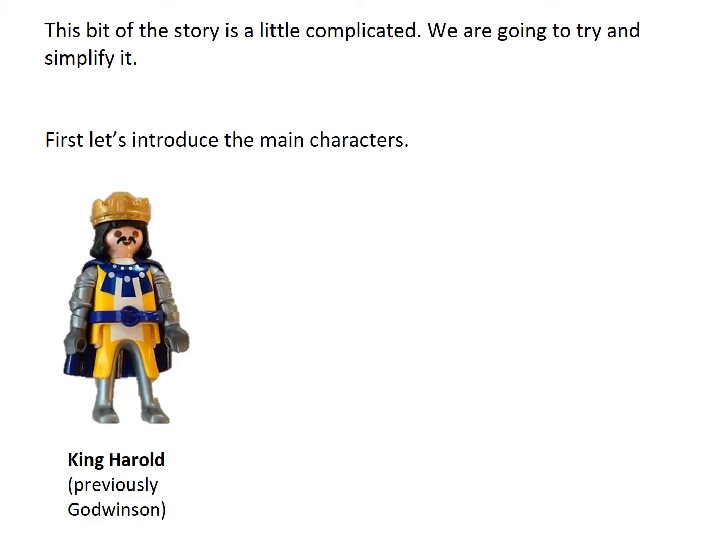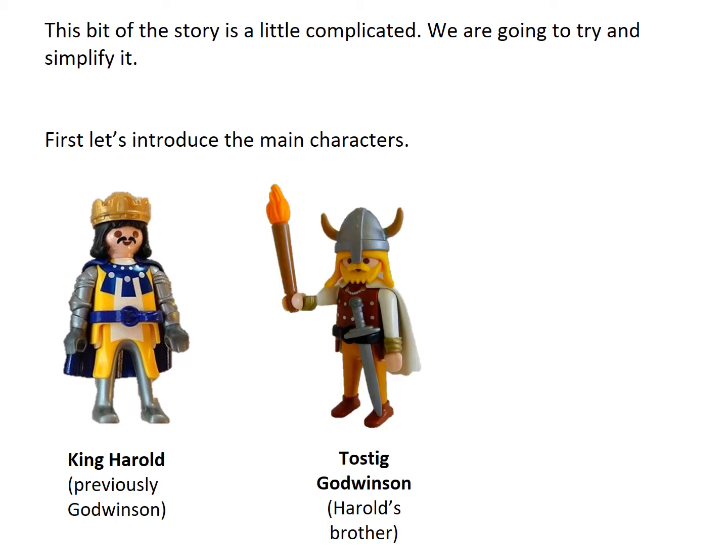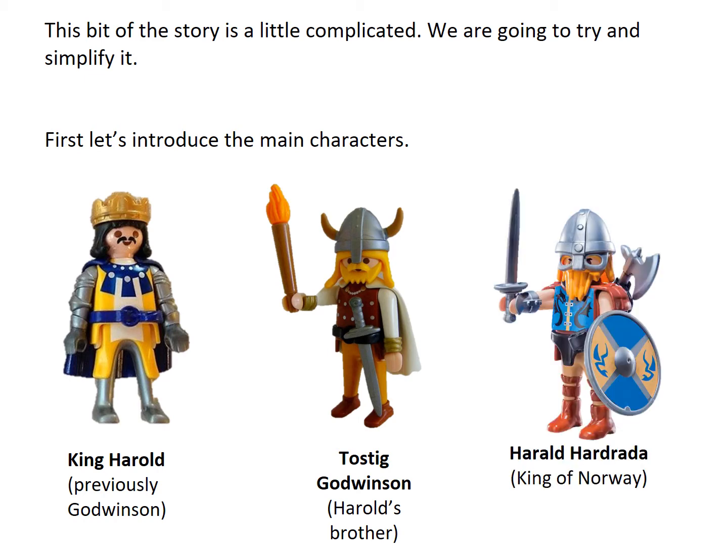Now, in the last video, you saw that Harold Godwinson had taken the throne of England. So he is now King Harold of England, one of the claimants to the throne. The second character I'd like to introduce to you is Tostig. Tostig is Harold's brother. He's angry with his brother, and they don't really get on. The last character I'd like to introduce you to is Harald Hardrada. And Harald Hardrada, as you can see from his nifty outfit here, is a Viking and is the King of Norway.